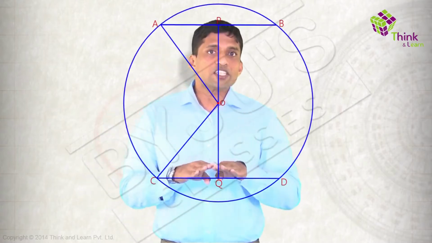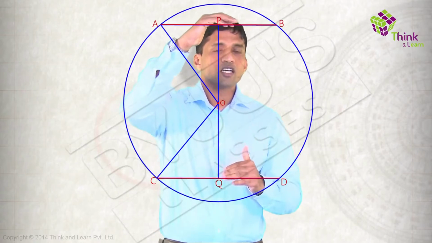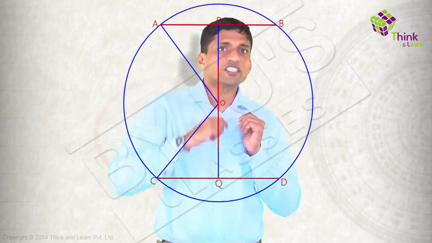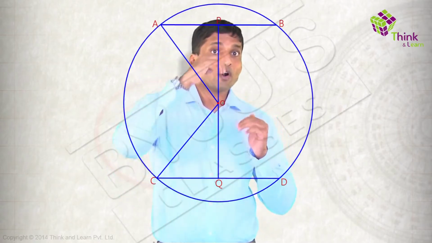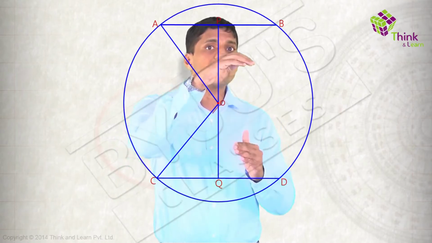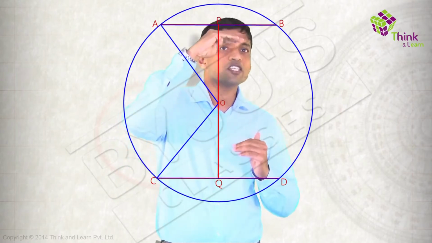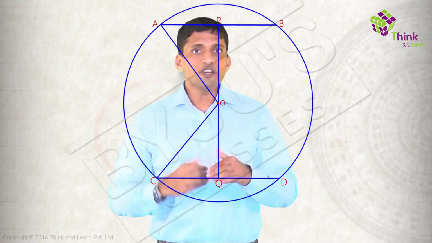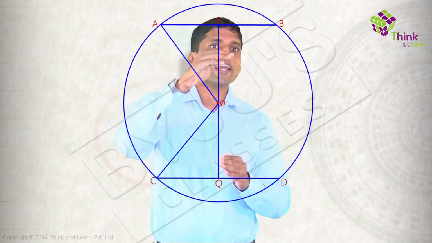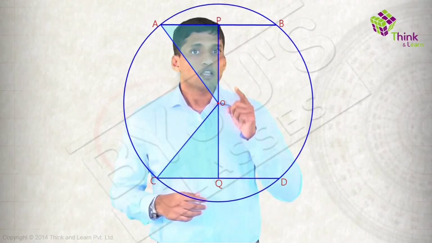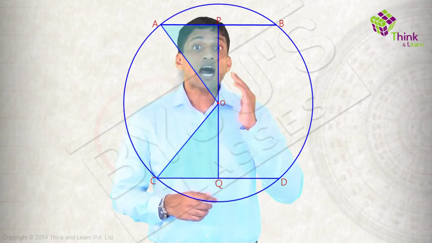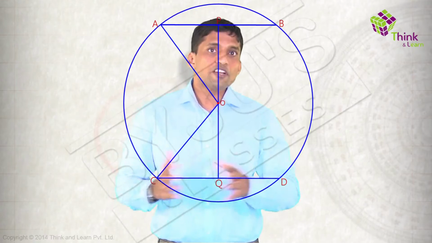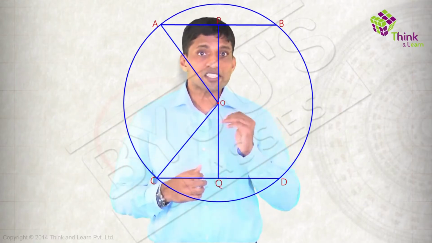If I consider these two chords, equal chords are equidistant from the center. The converse is, if they are equidistant, then these chords are equal. Both these theorems are proved by using these two triangles being congruent. Which rule is used? The RHS rule is used. So, we've discussed 6 theorems by now. We have summarized 6 theorems.